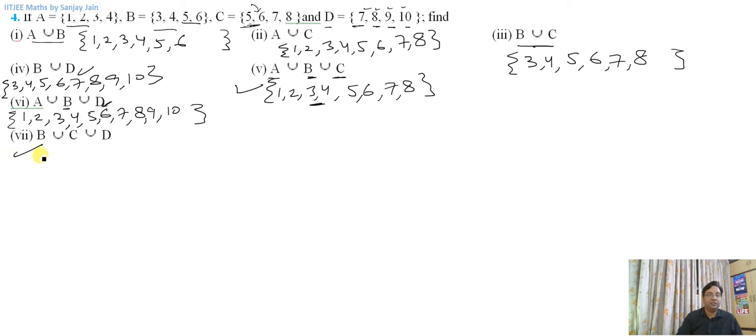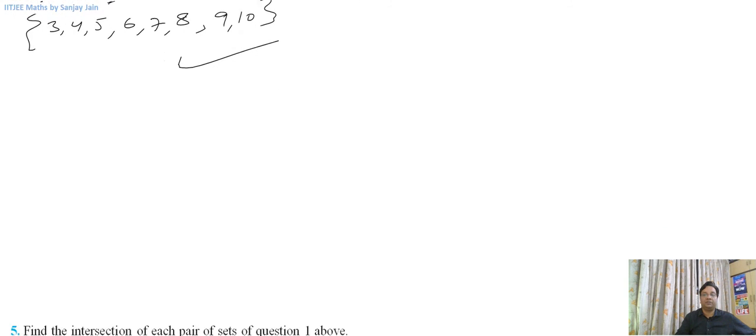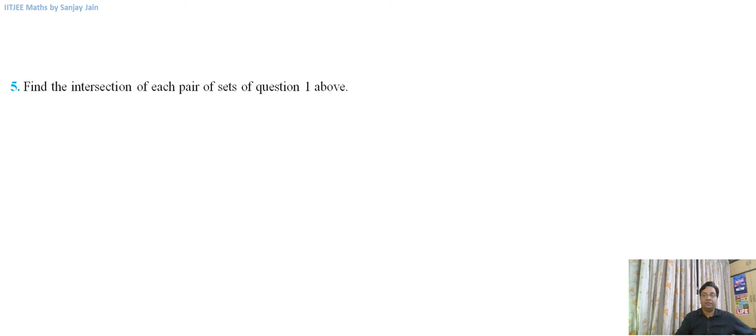And for this, let us start with B, 3, 4, 5, 6. Then I'll write elements of C and take care of the repetition. So I'll not write 5, 6 again. And then elements of set D. Again, you need to avoid the repetition. So write 9, 10 here. So this is the answer. I hope this question was very easy for you, if you have listened to the introduction lecture very carefully.